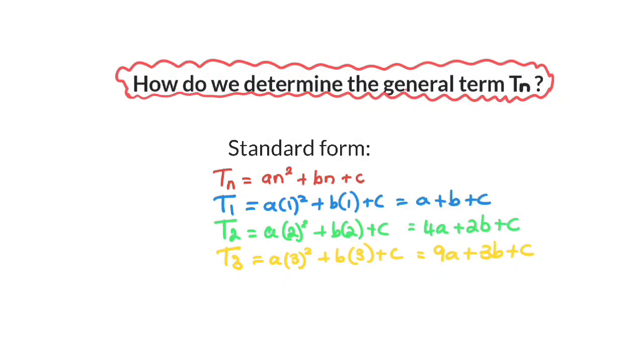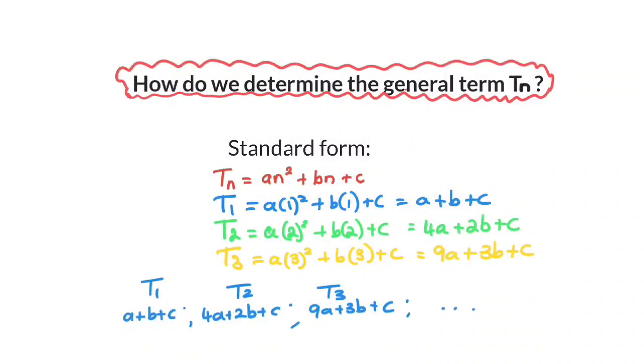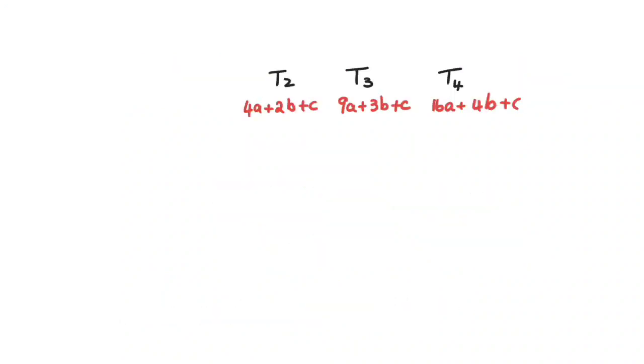T1, which is a plus b plus c, T2, which is 4a plus 2b plus c, T3, which is 9a plus 3b plus c, etc. Okay, so there is your standard form for a quadratic number pattern.